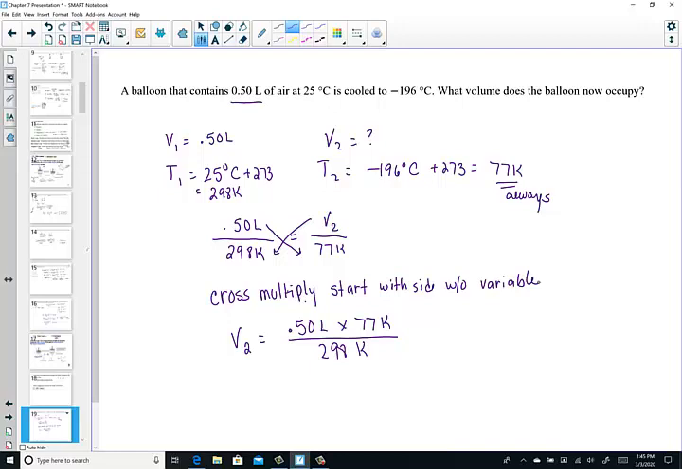So one way to solve for that is to cross multiply, and perhaps that's what's easiest for you. 0.5 times 77 divided by 298. And when I solve for that, the new volume came out to be 0.12919. It could keep going, and that's liters. And let's see, we had 2 sig figs, so I'm going to make sure I report that as 0.13 liters as our new volume.